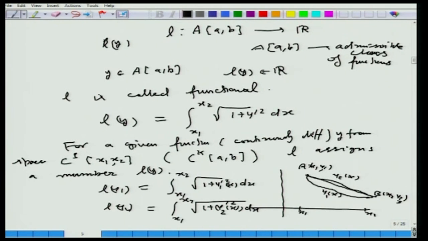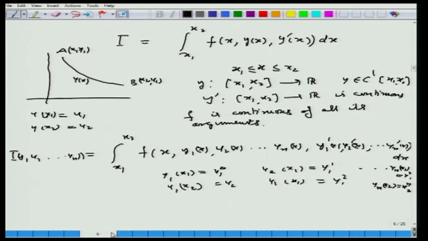So then next we consider the general form of integral I, which may appear in our analysis, and other integrals which involve higher order derivatives will also appear in our analysis. For example, this I here is an integral defined over the interval x 1 to x 2 of a certain given function f, which has the continuity property that f is continuous in its arguments. And this y and y prime, y is continuous whereas y prime is piecewise continuous. So then this integral will be well defined in the sense of Riemann.